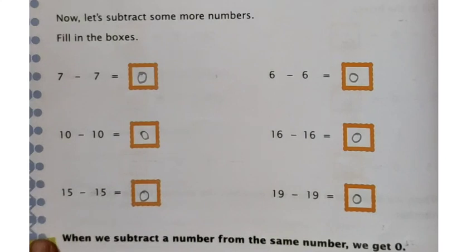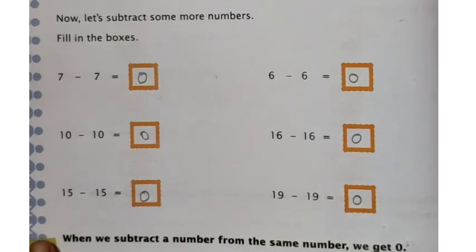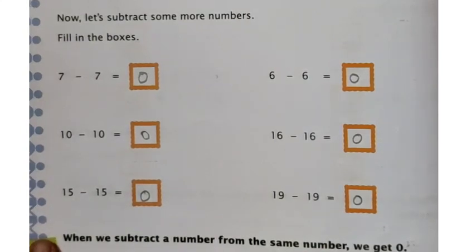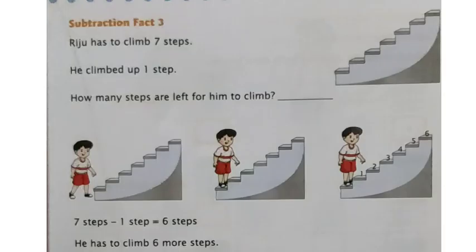By this, what did you infer, children? What did you learn? When we subtract a number from the same number, we get 0. This is the subtraction fact 2. Now, let's move on to subtraction fact 3, children. Let me give this example for you.